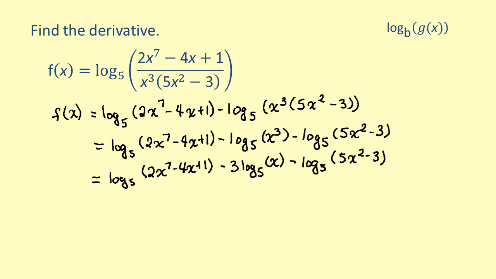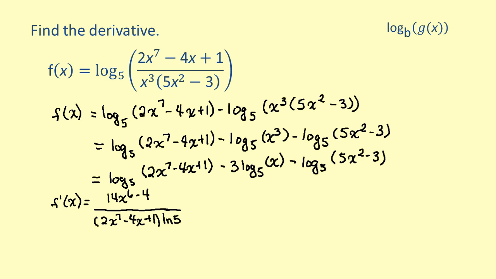To take the derivative of a logarithm, we first take the derivative of the argument, which is the value inside the parentheses following the base. We then multiply this derivative by 1 over the argument times 1 over the natural log of the base and simplify. For the first term, we get 14x to the 6th power minus 4 for the derivative of the argument over the quantity 2x to the 7th power minus 4x plus 1 times the natural log of 5.